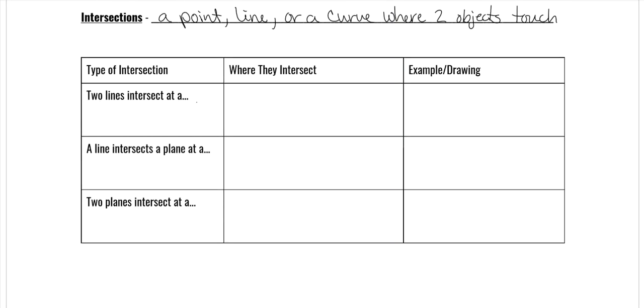So two lines intersect at, so let's draw it. We have a line. We have another line. Well, they only touch right here, and we call that a point. A line intersects a plane at, so let's draw a plane.